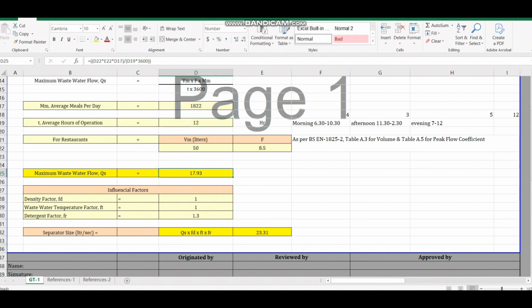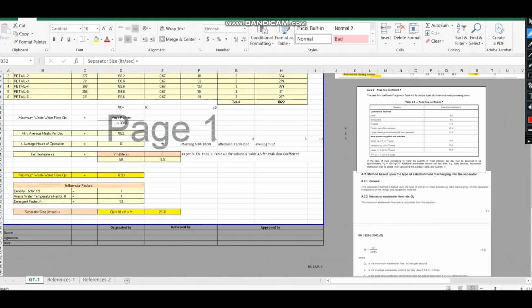So from here we are going to get 17.93 liters per second. So this is the total required grease interceptor flow we need to size. Now, one more thing is there, the separator size. That also I will tell you how to size exactly.